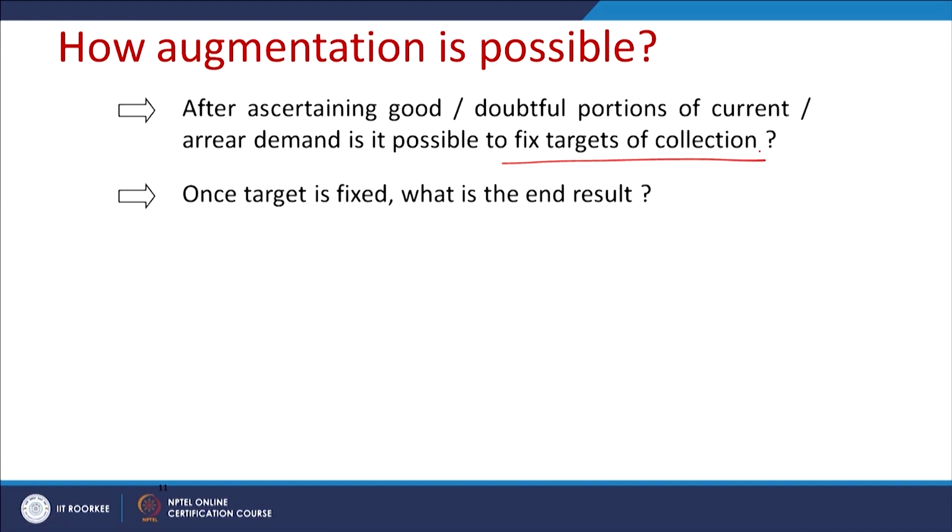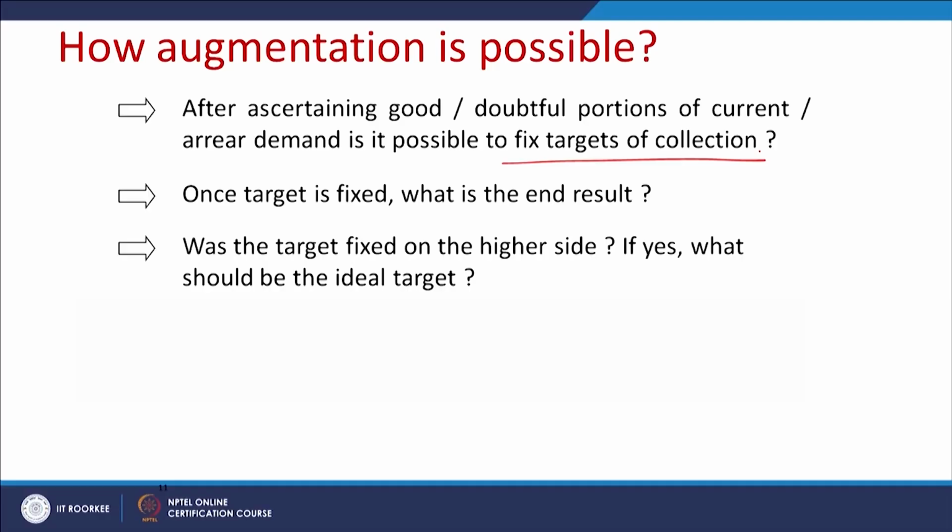Now, based on each and every tax source or non-tax source, what is your target for the current year, the next year, or even beyond that? And what is the end result after getting that revenue, what are we going to do with that? Was the target fixed on the higher side? If yes, what should be the ideal target?